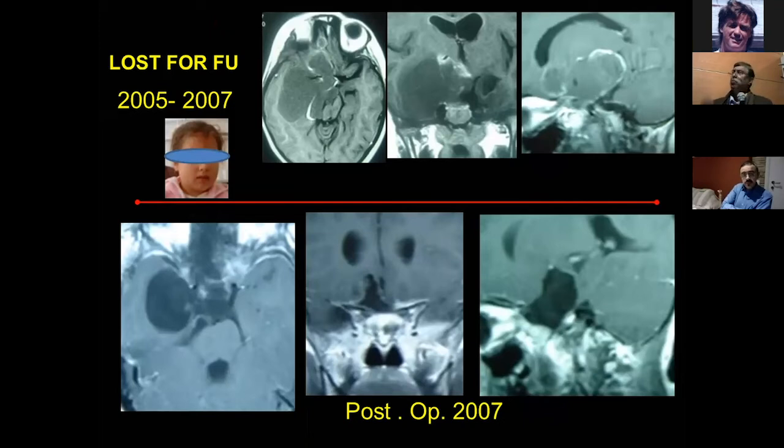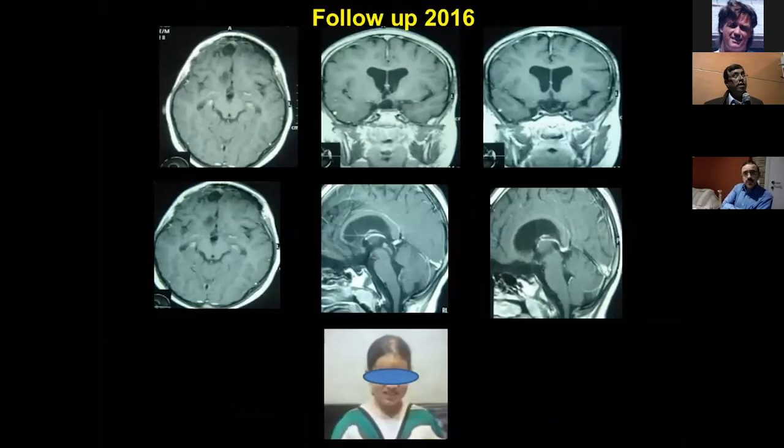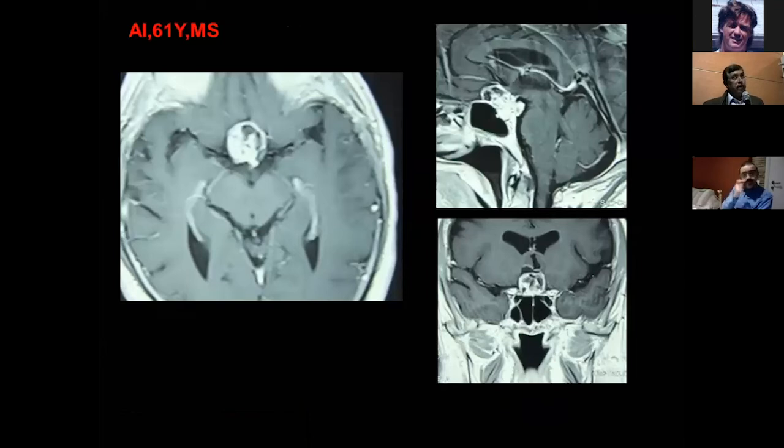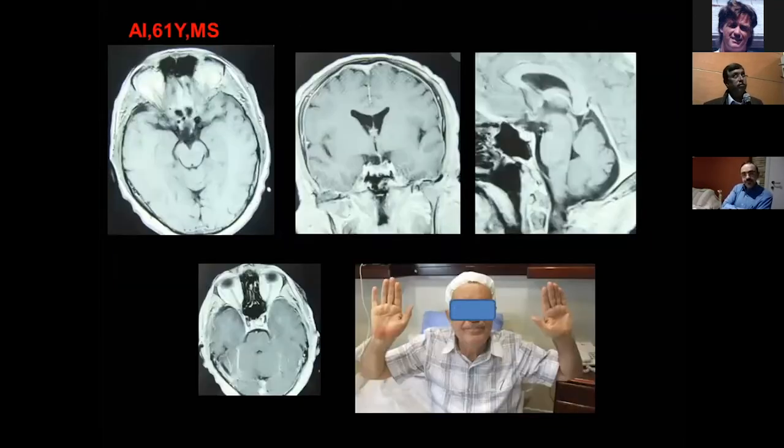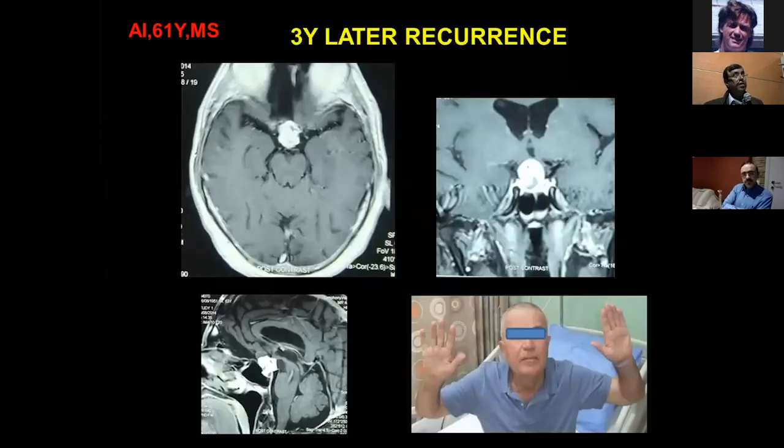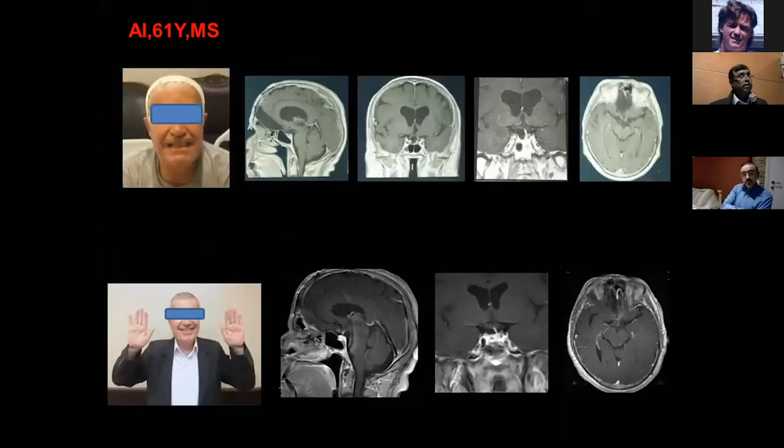So what about if you leave something? What do you do? Radiotherapy, gamma knife? No, you go again and remove the tumor, which we did. And this is her follow-up. Look at her, a beautiful young lady. A 61-year-old man from Jordan with this tumor, which I removed completely. And that's him, 3 years later, recurrence. Radiotherapy? No. Surgery, and we followed him, and he's doing well.